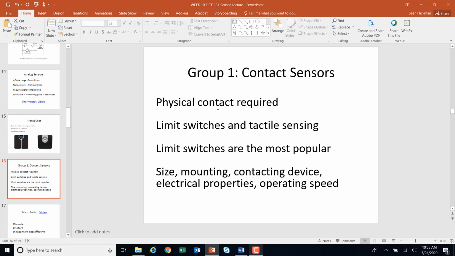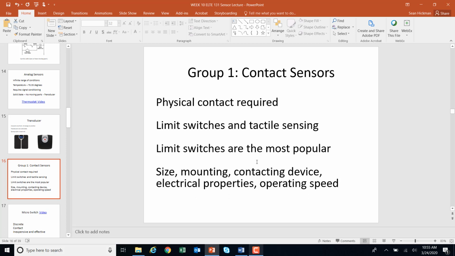So we have our group 1 contact sensors. We've used some of these, like a push button, for example, or a limit switch. Physical contact is required. Limit switches and tactile sensing mean that you have to touch it. Limit switches are our most popular. Now, the lab or the quiz asks about the requirements for a contact sensor.